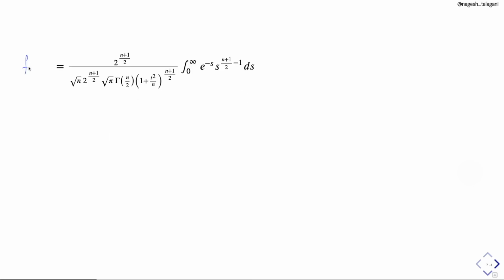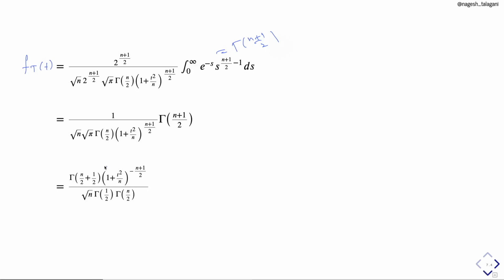Okay. So this is the PDF of t at t, and this is going to be gamma n plus 1 by 2. Now this gamma n plus 1 by 2, let me write as gamma n by 2 plus 1 by 2. This 1 plus t square by n all to the power of n plus 1 by 2, I am writing in the numerator like this. Okay. Now this root pi got replaced by gamma of 1 by 2, whose value is root pi. Now if I write this one in the denominator, gamma n by 2 plus 1 by 2, the whole thing I can see as a beta function, right? Okay.